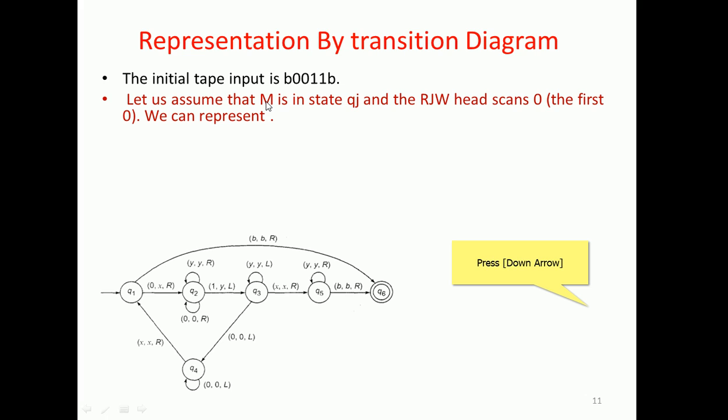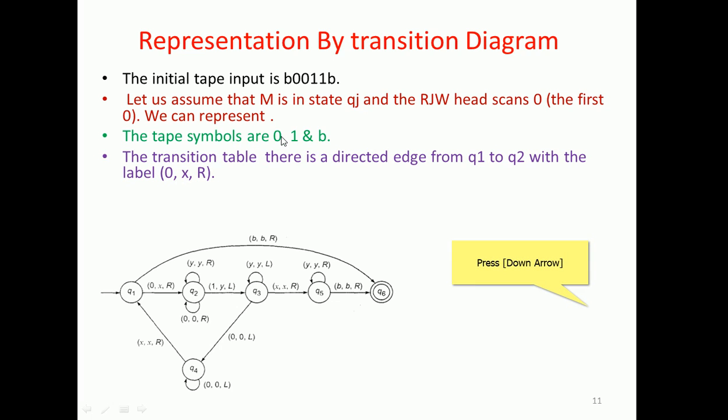Let us assume that the machine is in state Qj, that is any state, and the read write head scans 0, the first 0. We can represent the tape symbols 0, 1, B. The input alphabet sigma is equal to 0, 1, B. These are the input symbols from the real world, especially for this example 0, 1, and of course B is the blank character.